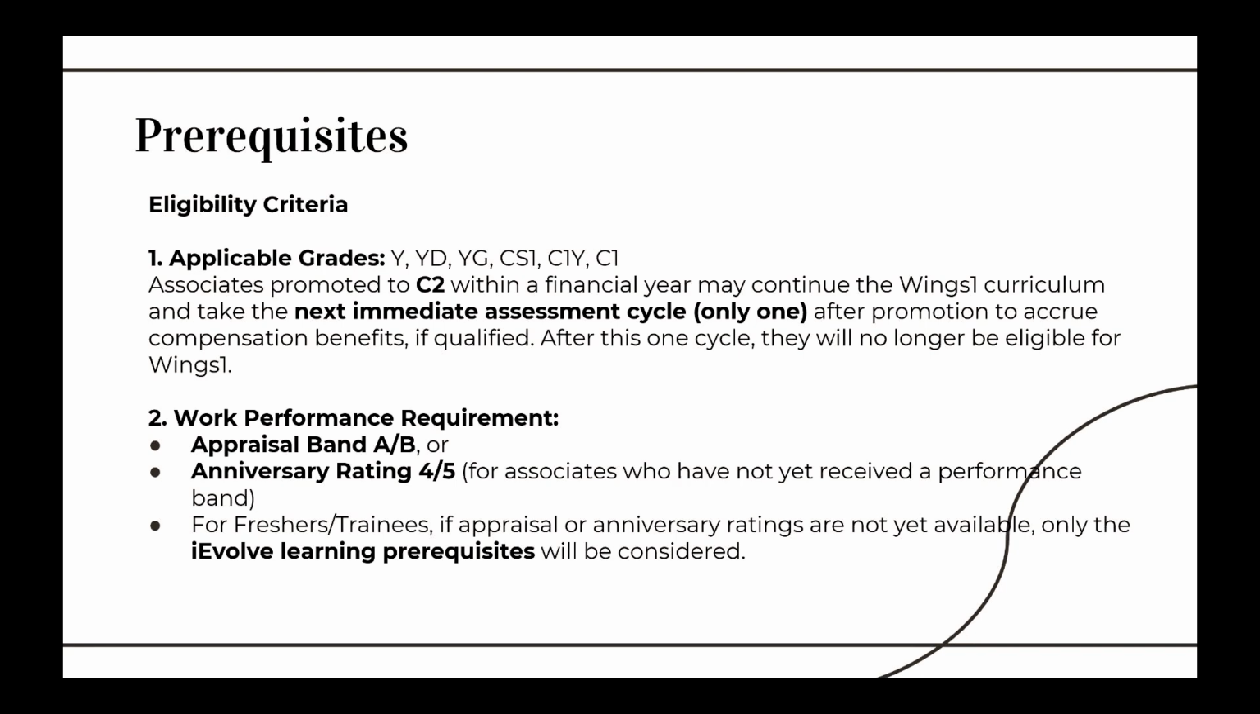Now talking about the work performance requirement. If you are an experienced candidate, then you should have either an A or B band in the last appraisal cycle. If you are a fresher and you have completed 1 year, then you don't get a band; you will get the anniversary rating. So you should have either a 4 or 5 anniversary rating. And for freshers and trainees, if appraisal or anniversary rating is not yet available, that means you have just joined TCS and have not completed your 1 year, then only learning in iEvolve is a prerequisite. So that will be considered.